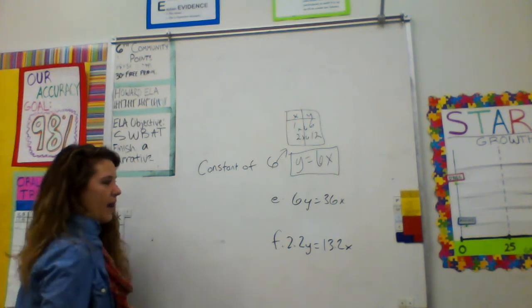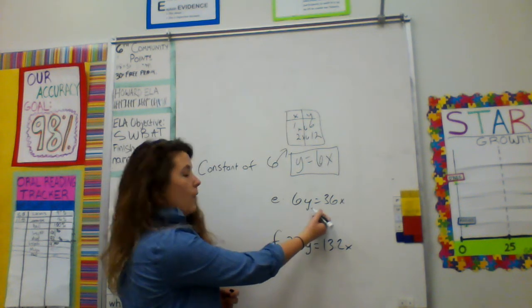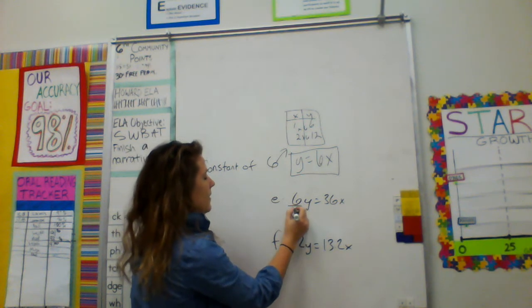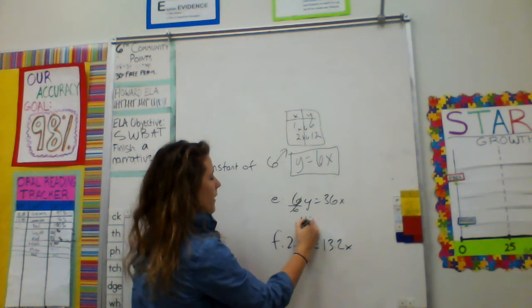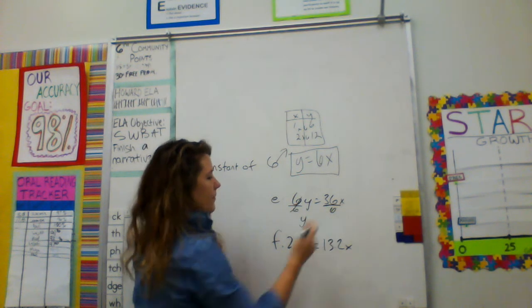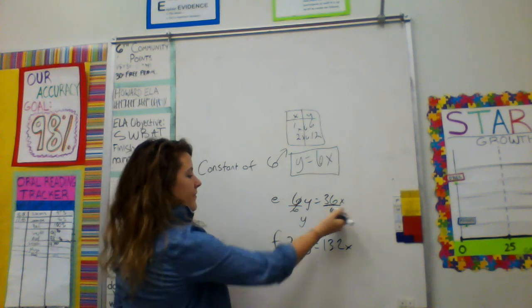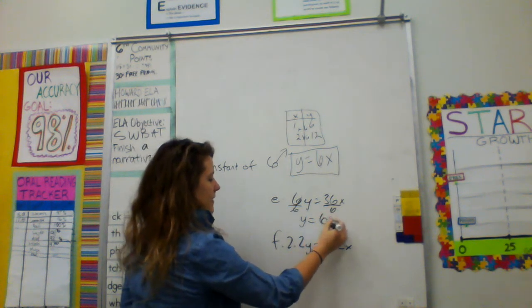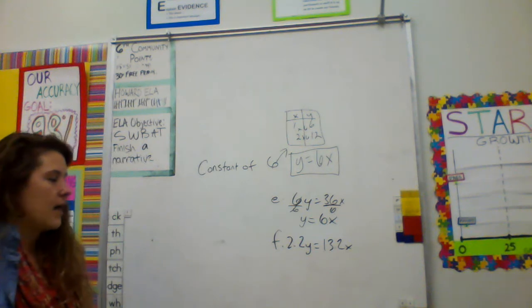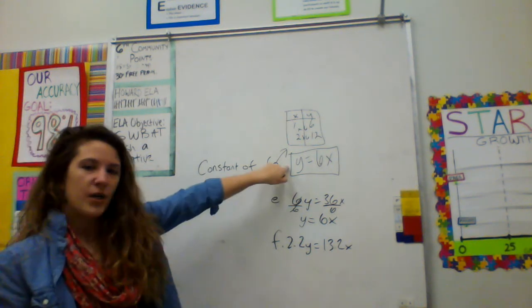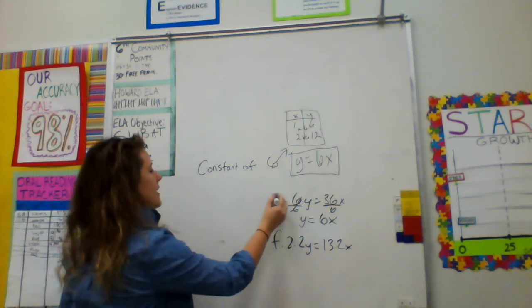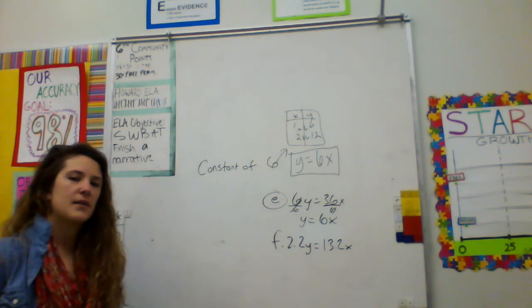Let's give E a try. I want to solve for y. I'm going to divide this by 6. That gives me y. And I'll do 36 divided by 6. 36 divided by 6 is 6. So I get y equals 6x. That matches perfectly. Y equals 6x, y equals 6x. E is another possible answer choice.